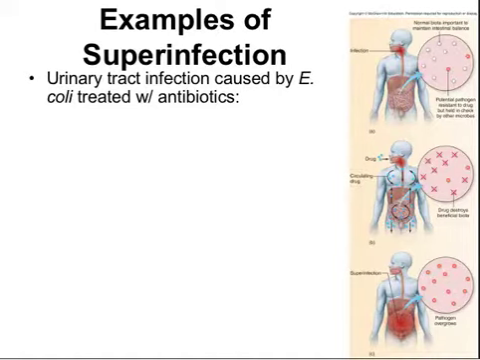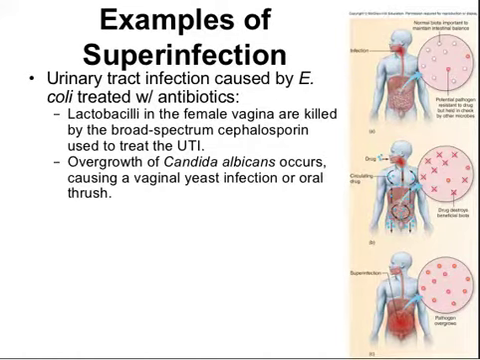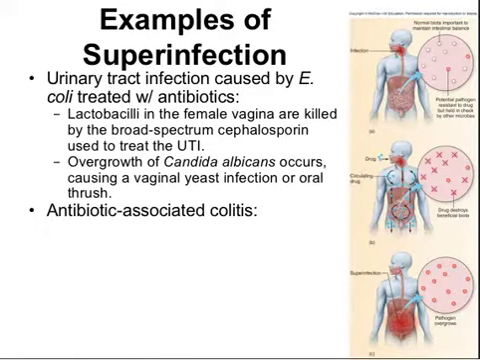A UTI can be caused by E. coli treated with antibiotics. Lactobacillus in the female vagina get wiped out by broad-spec cephalosporins and other drugs of the same class used to treat UTIs, and then you get overgrowth of yeast causing an infection or oral thrush, which is whitened patches on the mucous membranes indicating that the fungus is beginning to take hold.